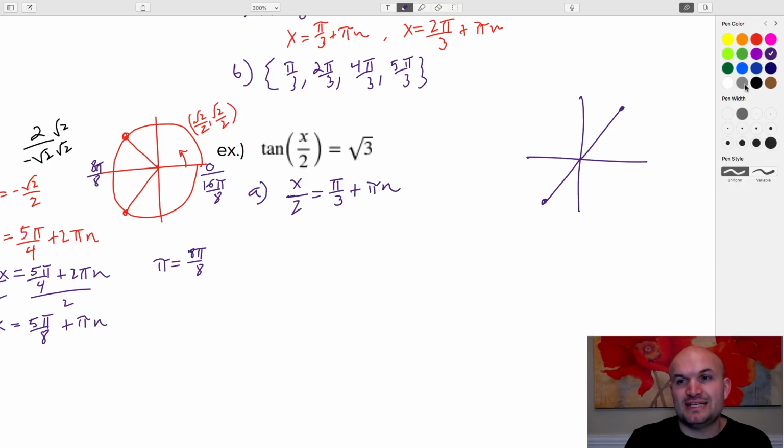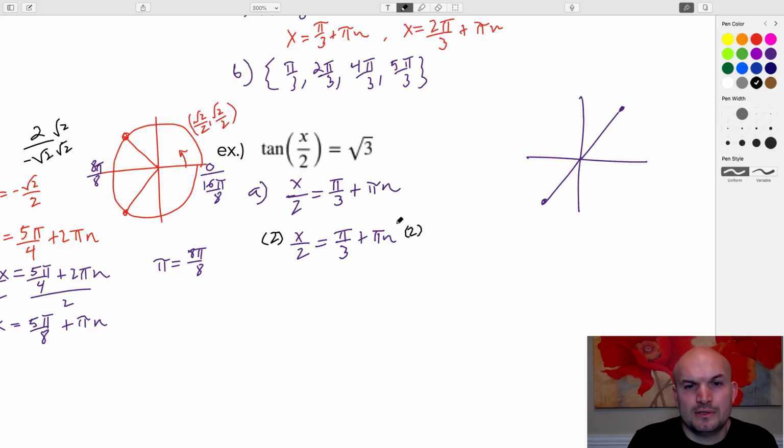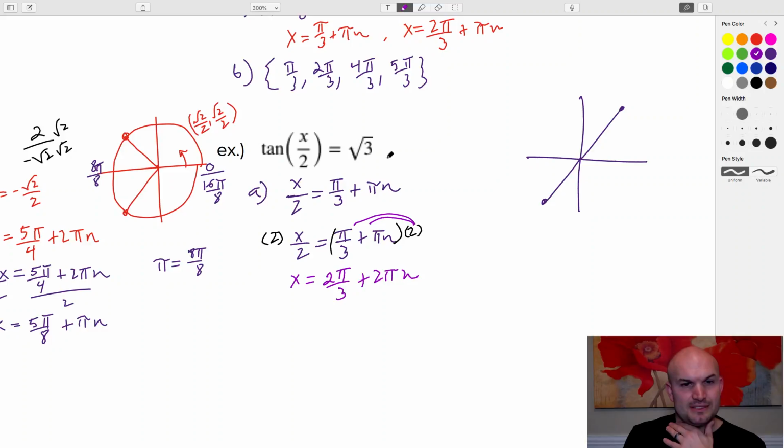So now, to get rid of my 2 in the denominator, instead of dividing by 2, I need to actually multiply by 2. So I'm going to multiply by 2 on both sides. In doing that, I get x is equal to, make sure you distribute here, 2 pi over 3 plus 2 pi n. All right, so that's going to be representing all of my solutions.